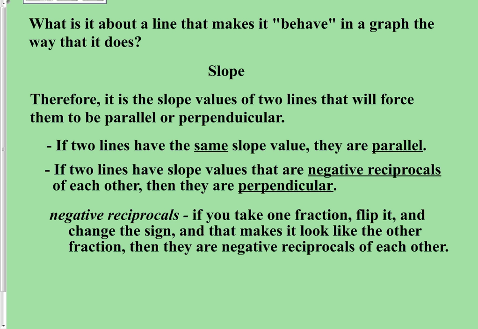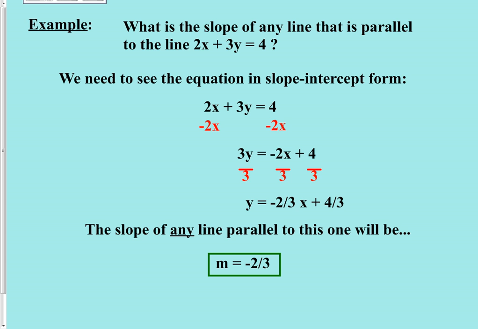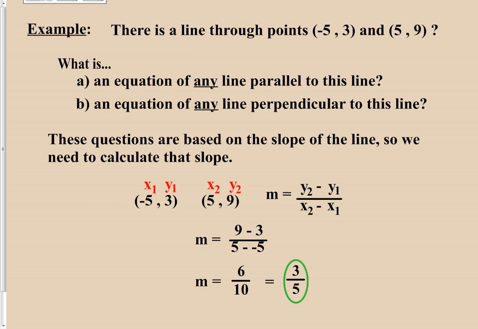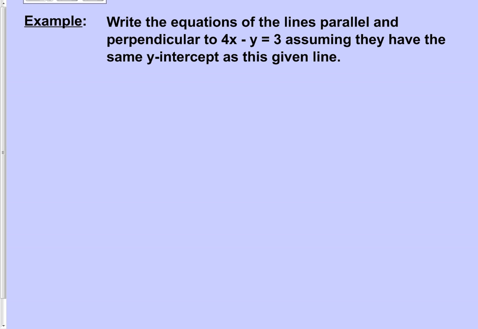If it does, then you have two lines that are perpendicular. If it does not, then you have two lines that are not perpendicular. Okay, so the rest of this was just looking at those rules in action. Slopes must be the same to be parallel. They must be negative reciprocals of each other in order to be perpendicular.